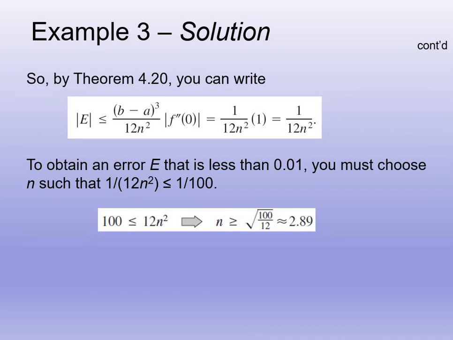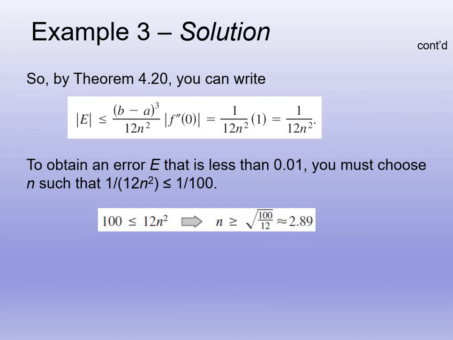So we take 1 divided by 12n squared, okay? Because that's all the calculation we did for the error. We're going to set it equal to 1 over 100 because that's what 0.01 is. It's a hundredth, okay? And then when we set those equal to each other, we end up saying, all right, 100 is less than or equal to 12n squared. Divide both sides by 12, square root. We only want the positive answer. So as long as n is greater than or equal to 2.89, we will have an error that is less than 0.01.